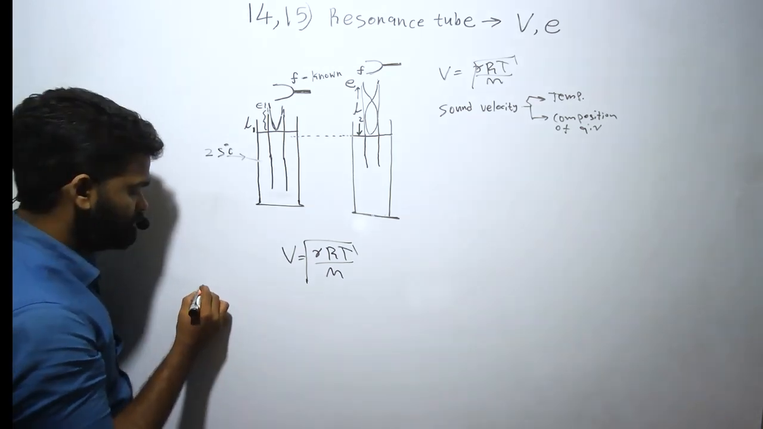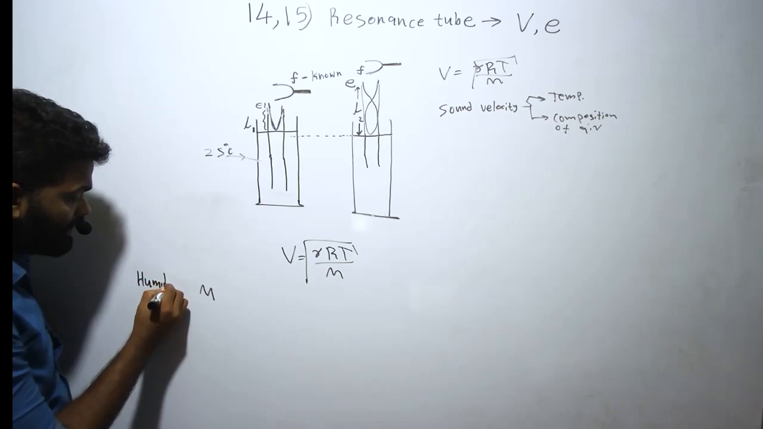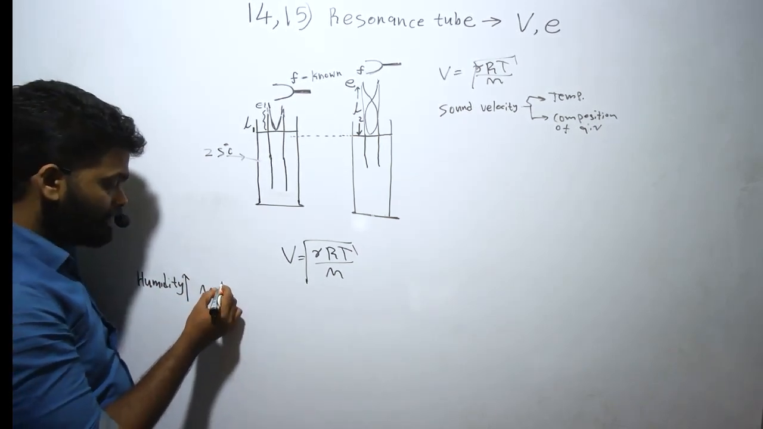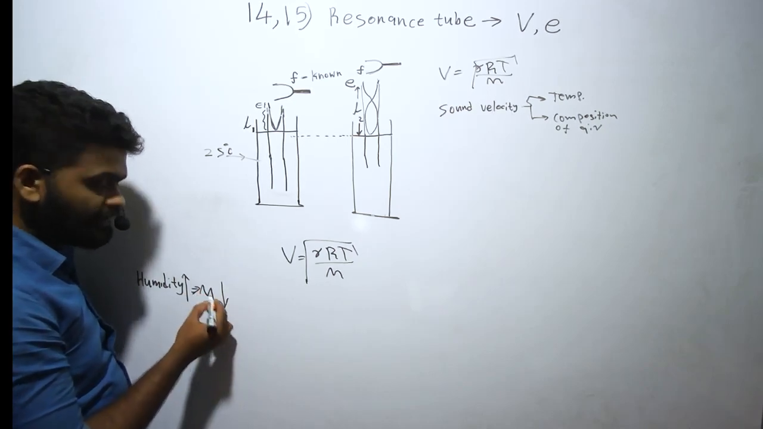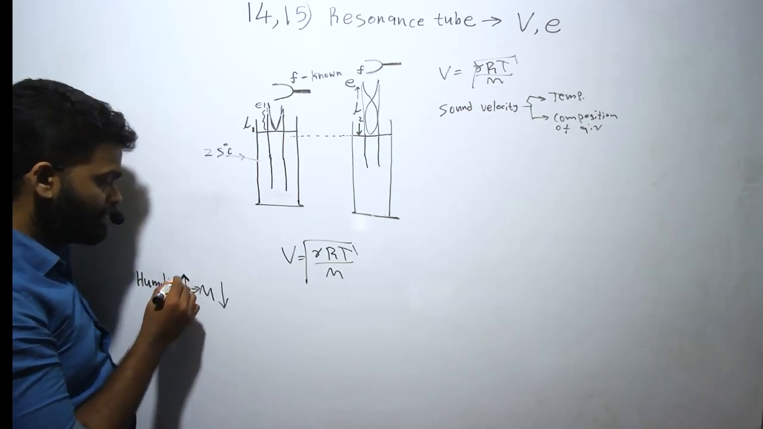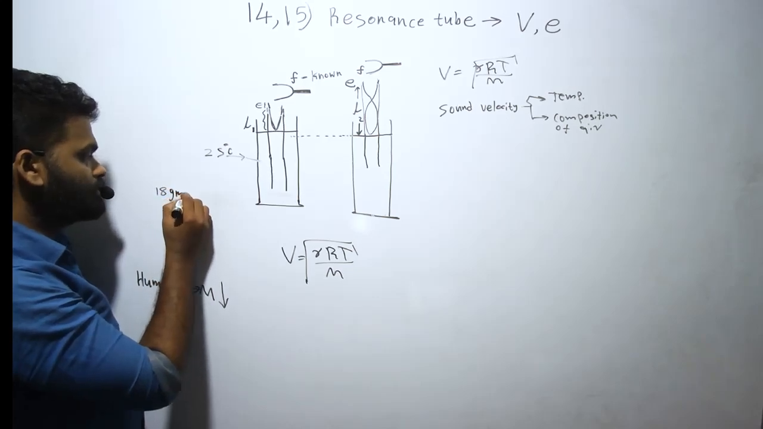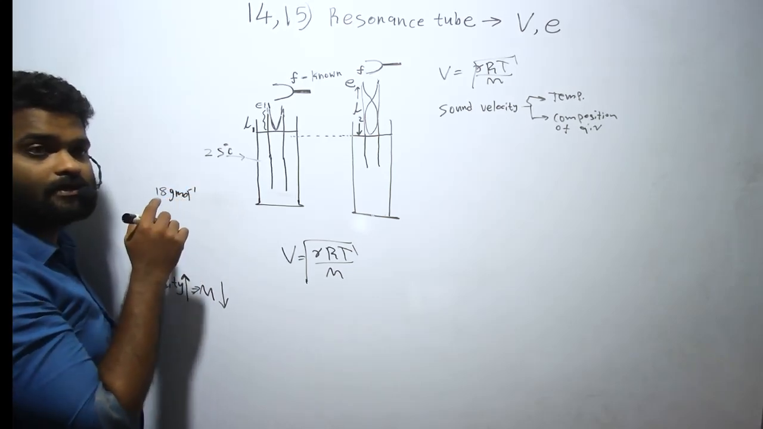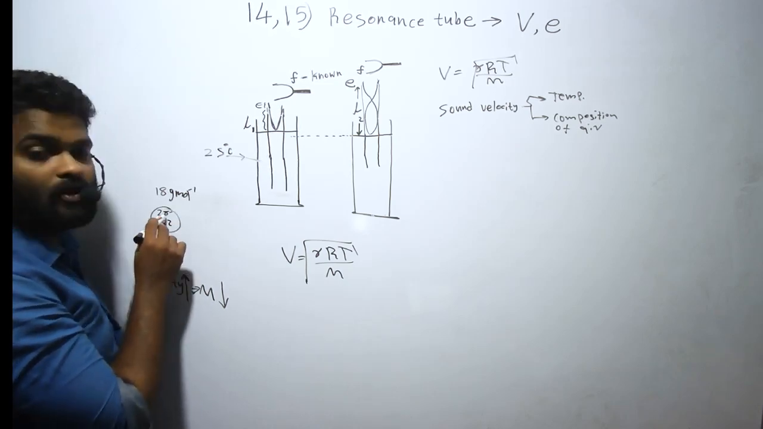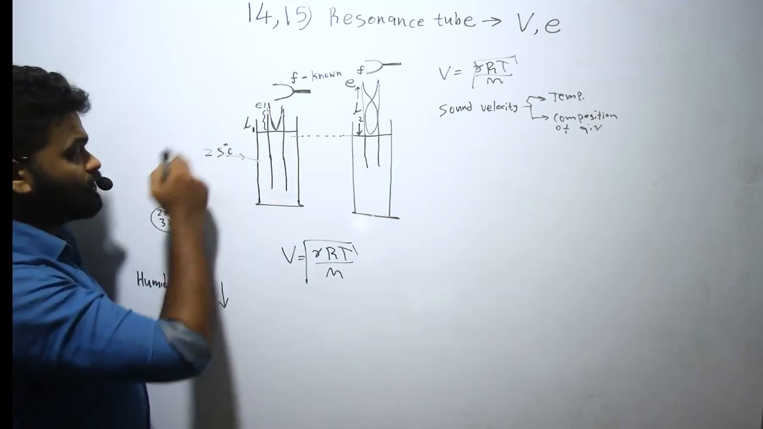This capital M, you may have heard that, right? Humidity inside the pipe is higher. So if humidity is higher, molecular mass, capital M, is less. You know that H2O is 18 grams per mole. Nitrogen and oxygen, they are 28 and 32. So these are heavy molecules compared to water vapor, right? Water molecules.